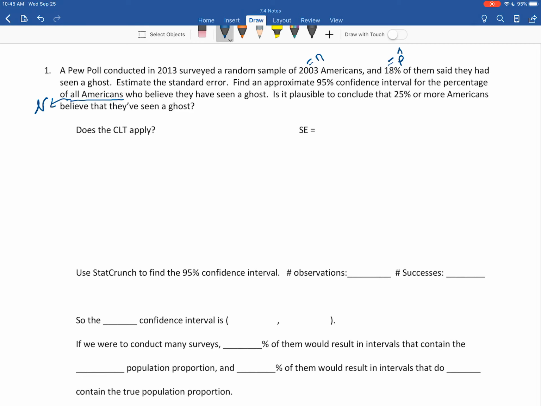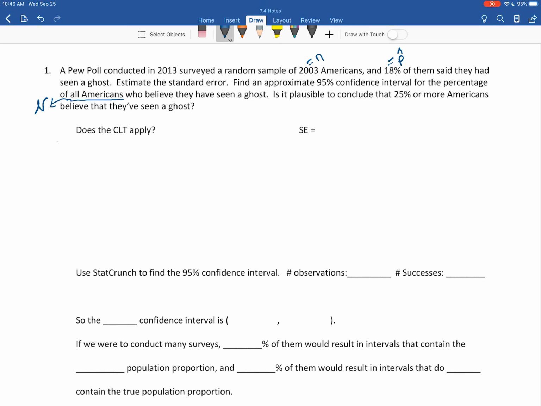Is it possible to conclude that out of all Americans, 25% or more of them believe they've seen a ghost, based on this one survey where 18% said that? Could we make that leap? Could we make that jump? Is that even possible? Okay, first of all, we have to check our CLT conditions to see if we can continue.